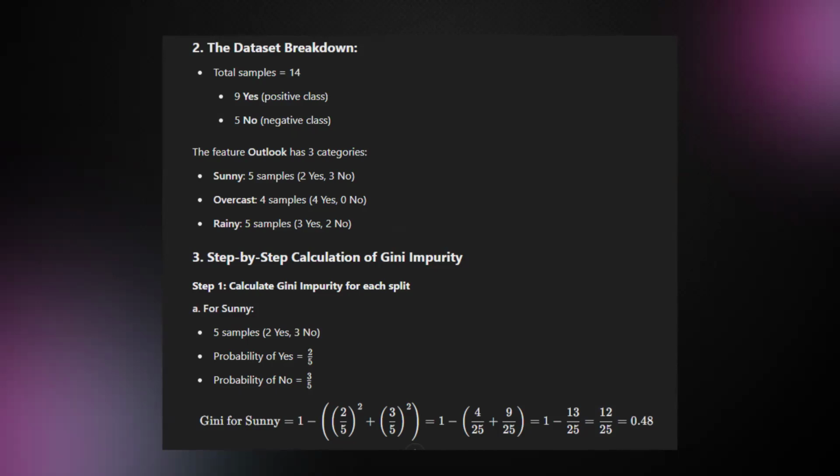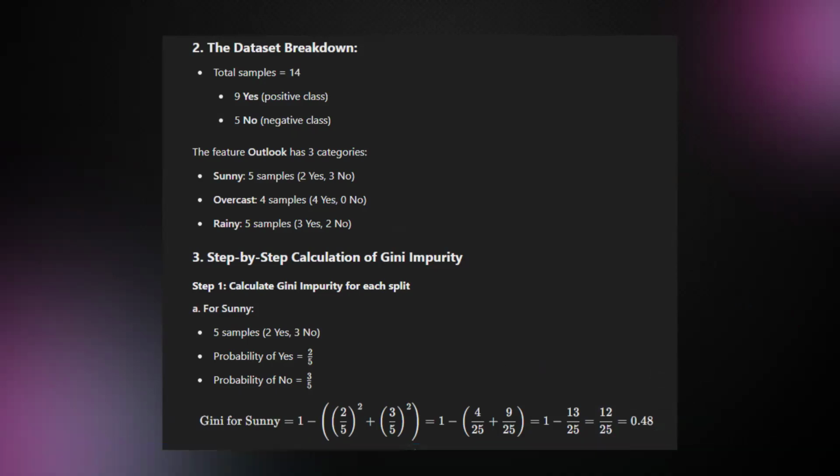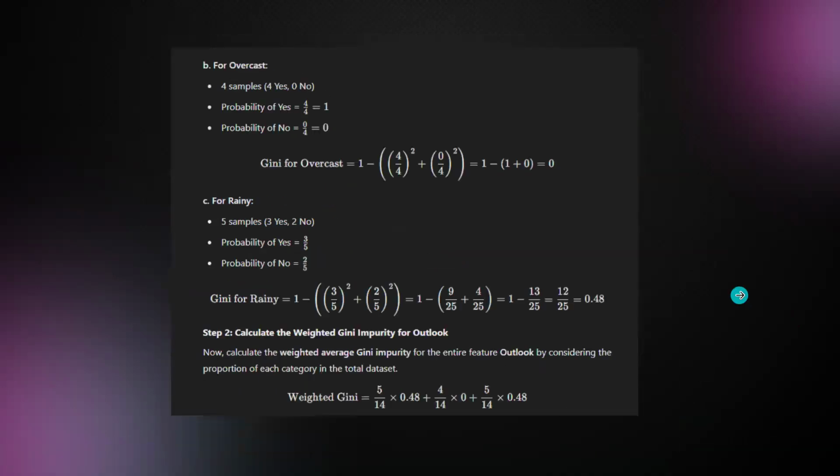So 2 by 5 and 3 by 5. We do the square, and we get the value of 0.48. Similarly, we'll do for overcast and rainy, right? So for overcast it was 0, rainy was 0.48. So which one do you think will be selected? It will be overcast, because for Gini impurity, the lowest one, the purest node, is selected.